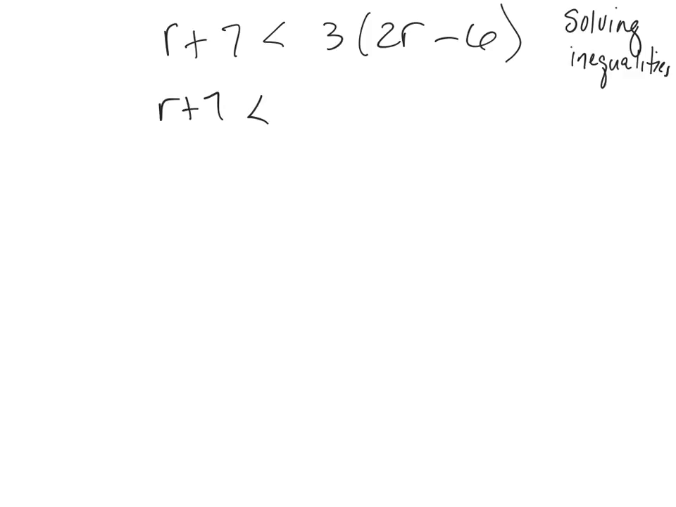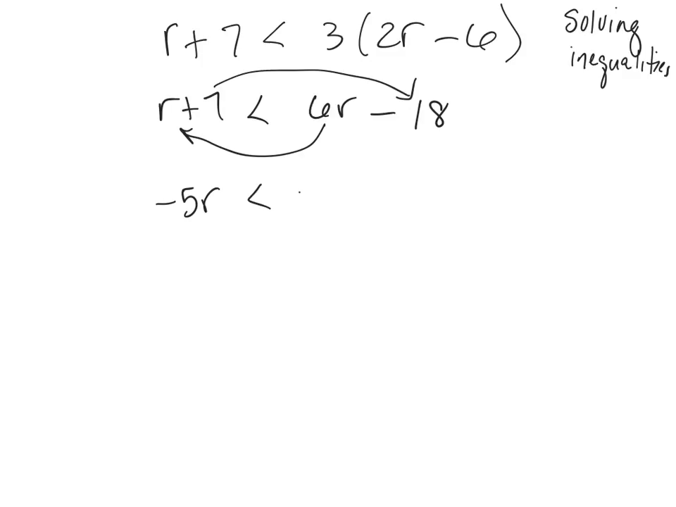That can simplify. And then this is going to be 6r minus 18. Everybody understand what I did? I just distributed the 3. And now always move the letters to the left. You will be glad you did, so you don't get confused. So you're going to move this 6r over here, and you get negative 5r, because 1 minus 6. And then you're going to move this 7 to the right, and you're going to get negative 25.